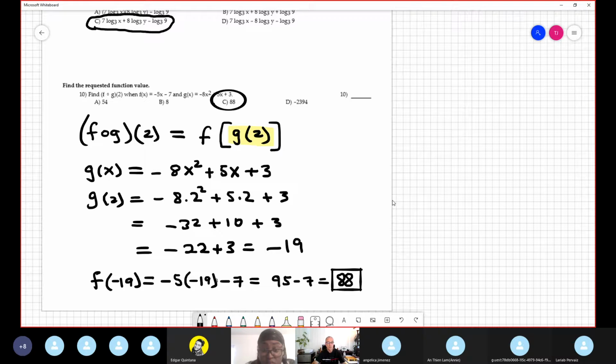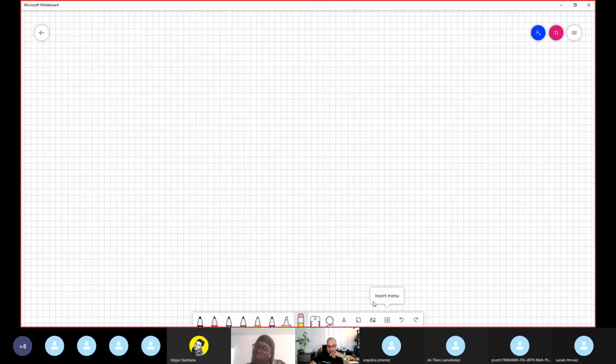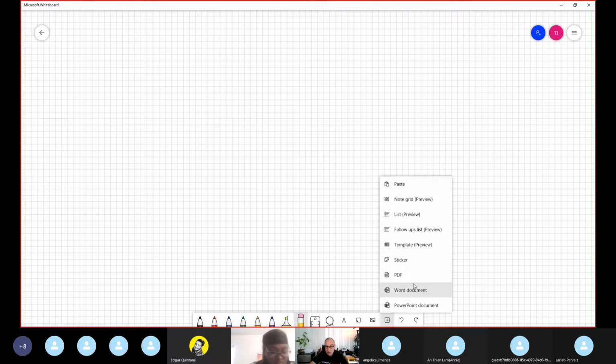Any question, guys? Composition of two functions. The order is extremely important. You evaluate the innermost, G, and the answer of the innermost, que es negative 19, you plug it into the second function, que es F. Clear or confused? Clear? Okay. Let's move on to the next page.